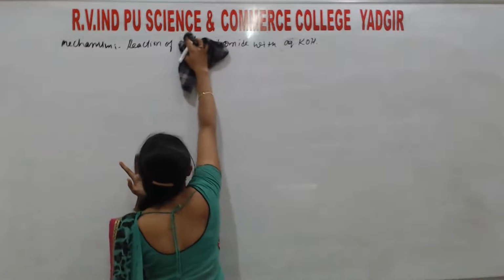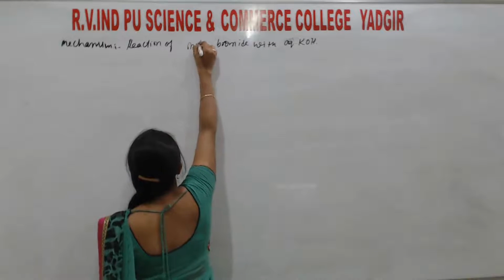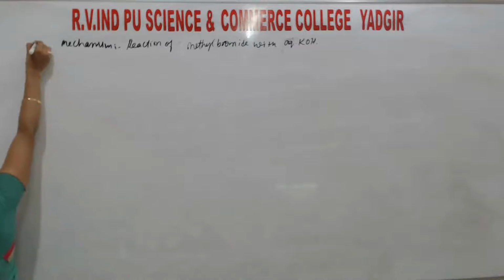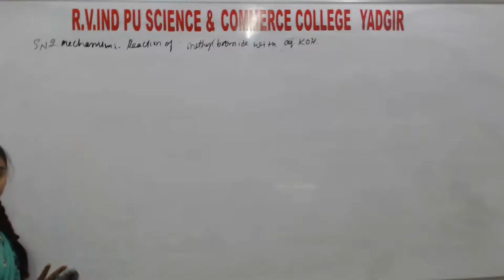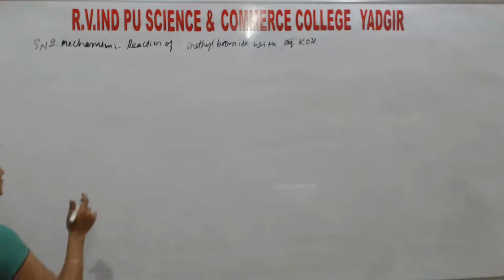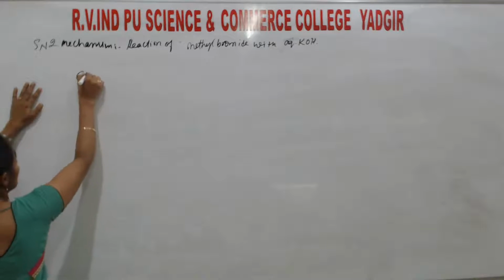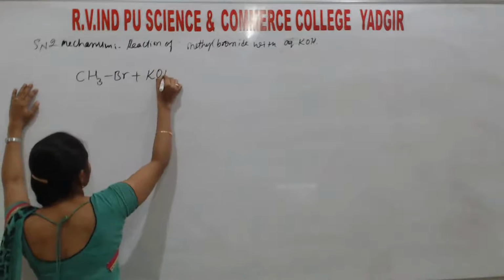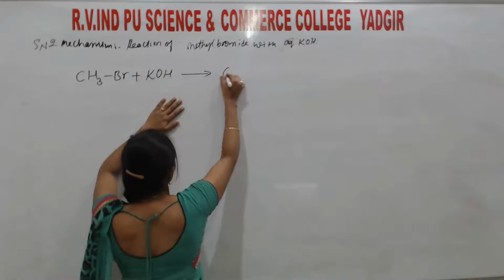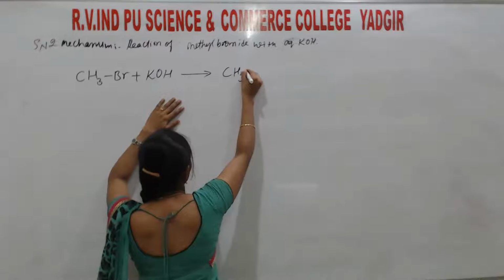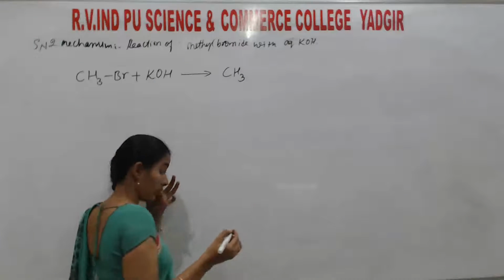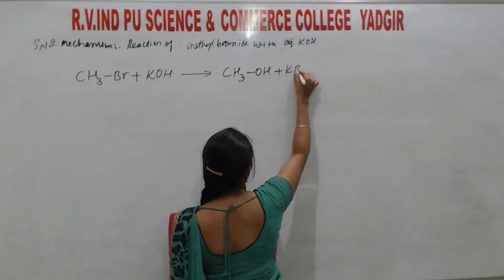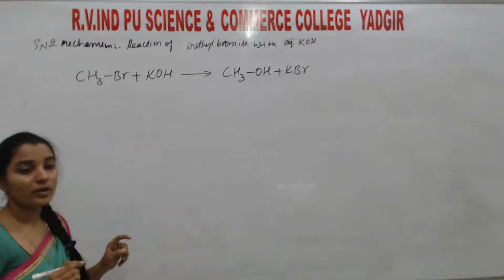Okay, this is the reaction of methyl bromide with aqueous KOH. So this is the SN2 mechanism. So students, write down the mechanism. Methyl bromide, that is CH3Br, reacts with KOH. What is the product formed here? CH3OH plus KBr. This is the main reaction.